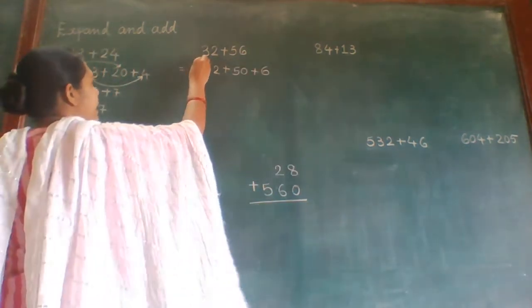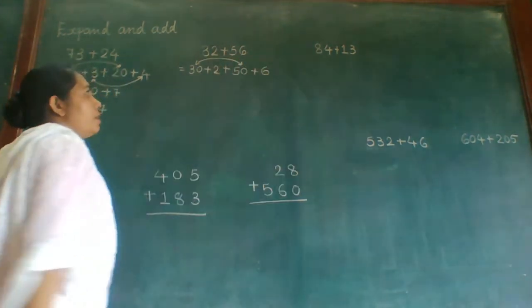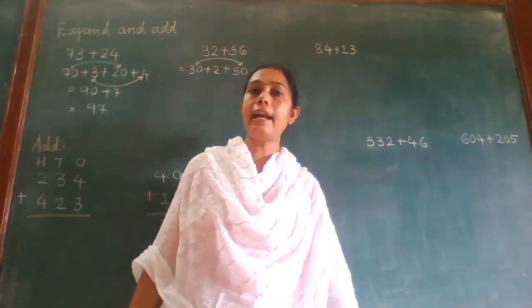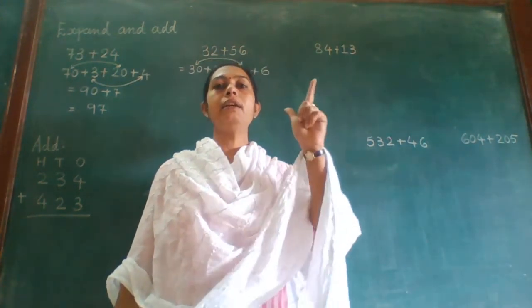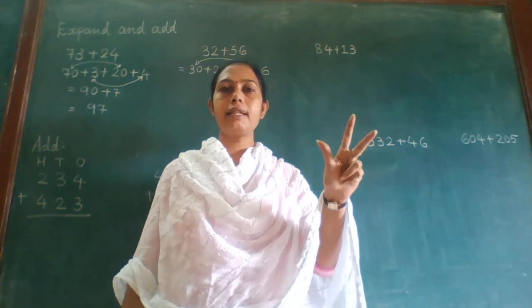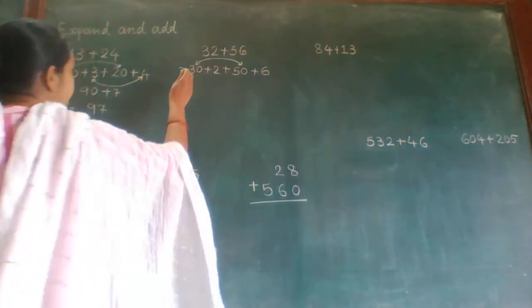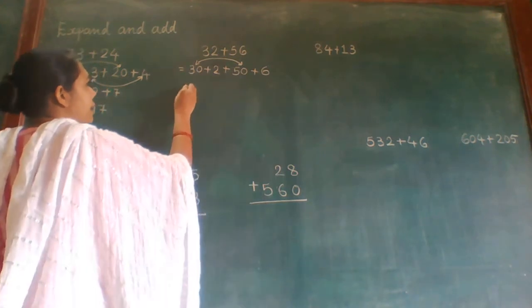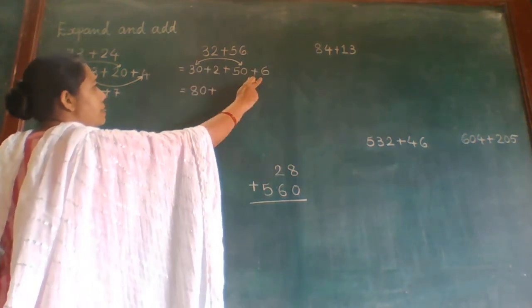Now we add tens place. 30 plus 50. So in 30 we have to add 50. So 30, then 40, 50, 60, 70 and 80. So when we add 50 and 30 we get 80, plus 2 plus 6.